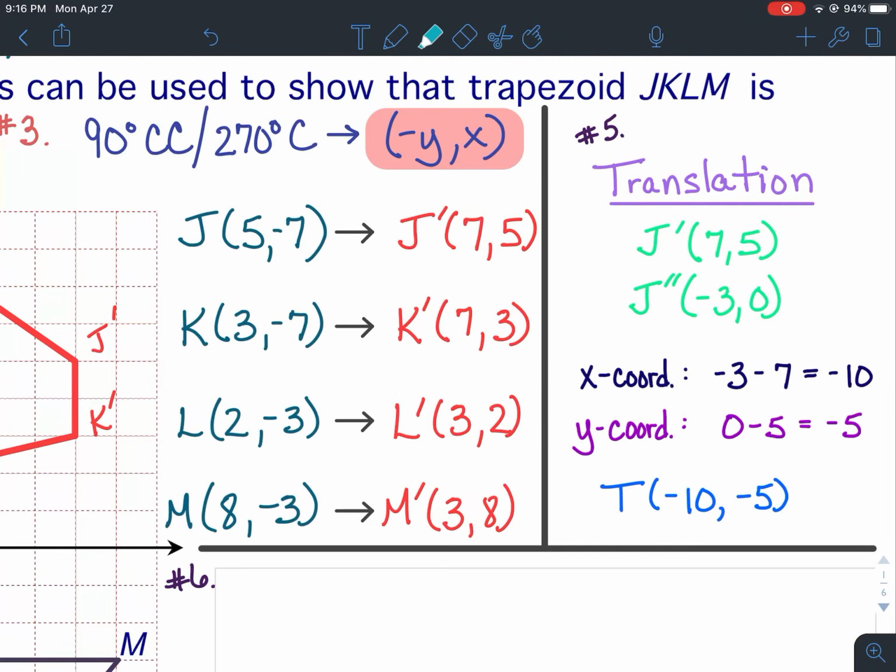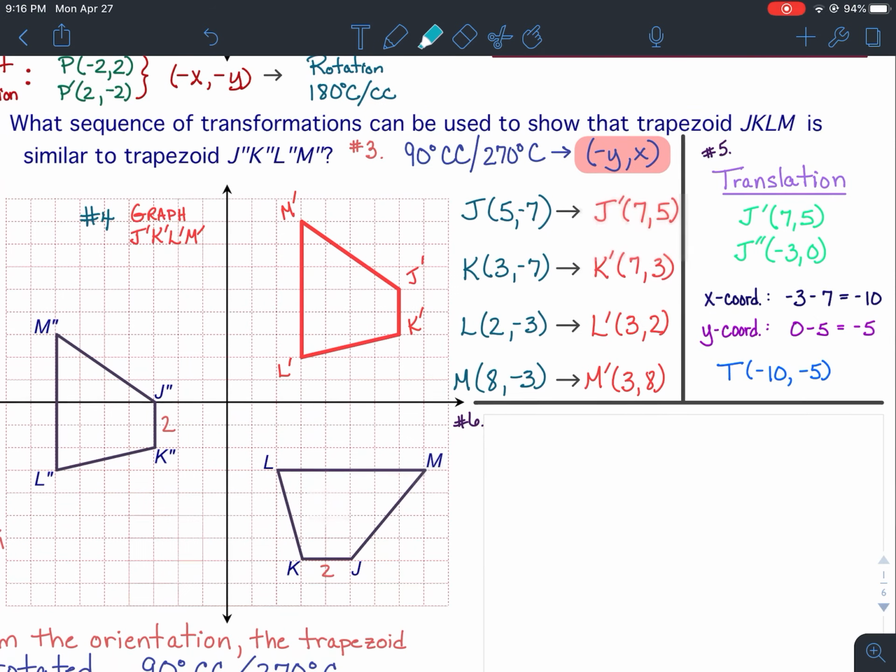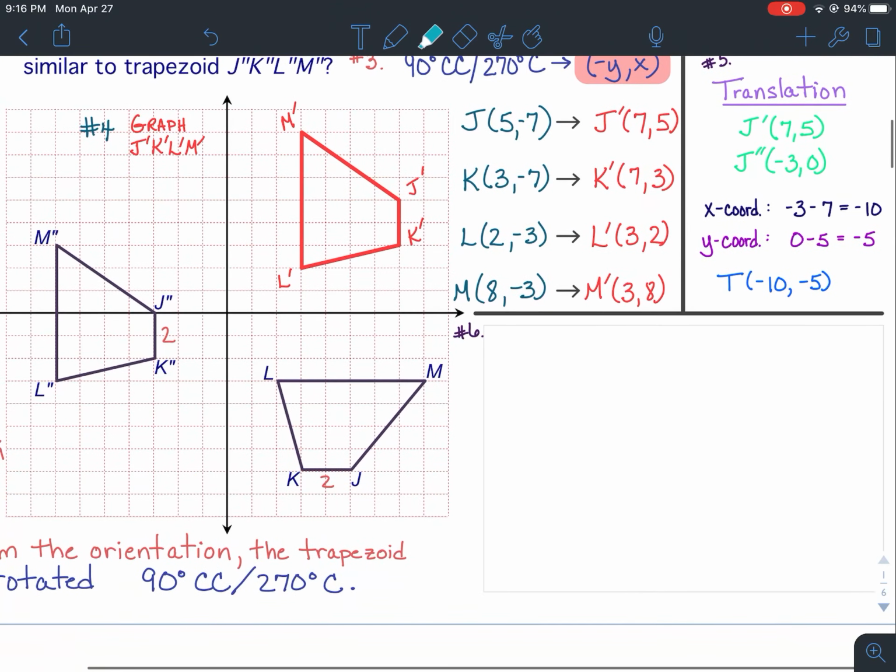Okay, what does -10 and -5 mean? If the x coordinate is -10, that means it translated to the left 10 units. And if the y coordinate is -5, that means it translated down 5 units. To the left 10 and down 5.